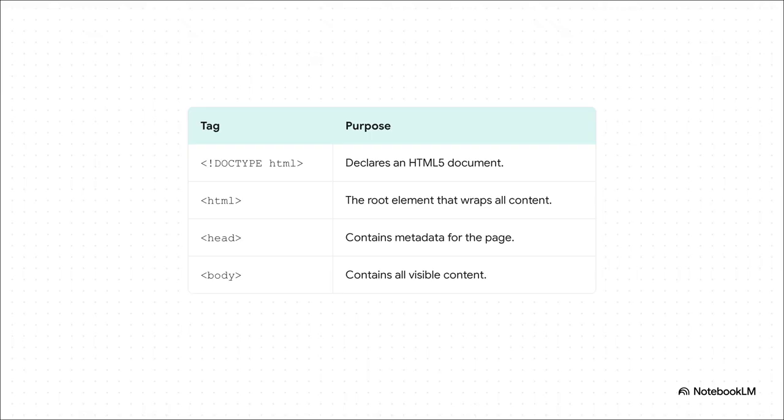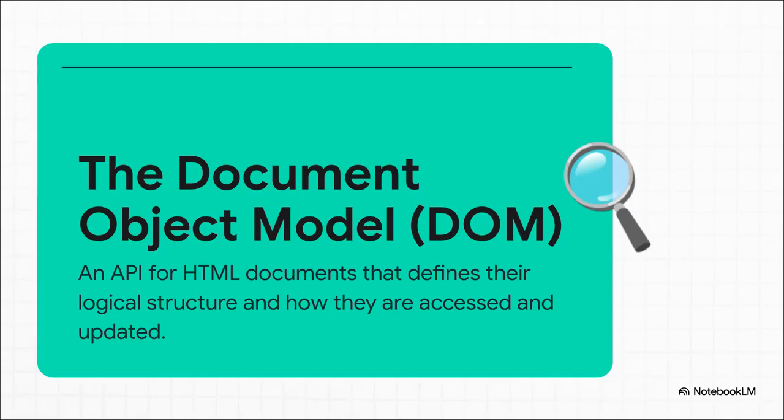Now, when a browser reads your HTML, it builds this incredible map of it called the Document Object Model, or DOM. You can just think of it like a family tree for the page. This map is absolutely key to making websites interactive. It's what allows other code like JavaScript to find a specific element on the page, like a like button, and change it without having to reload the entire page. It's how that counter goes up instantly, or how new messages just appear in a chat.